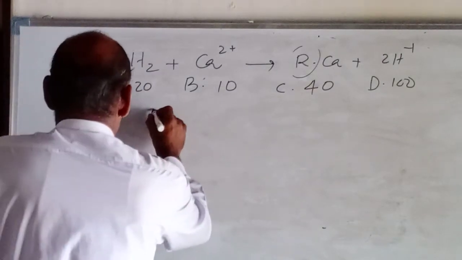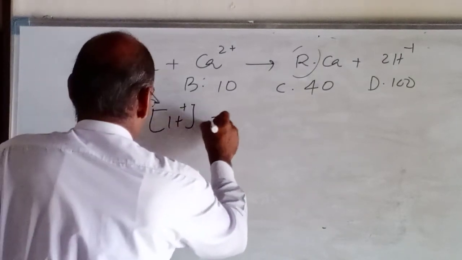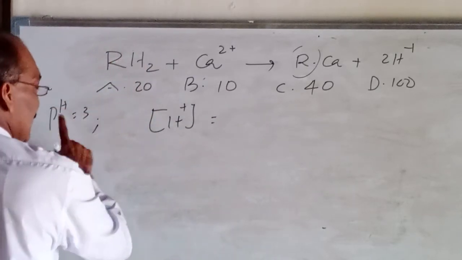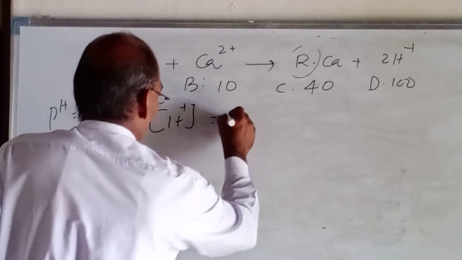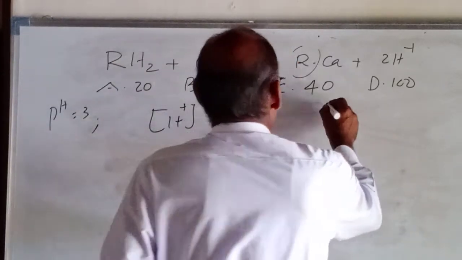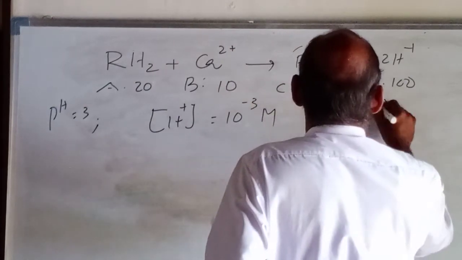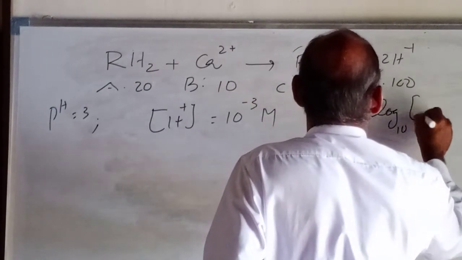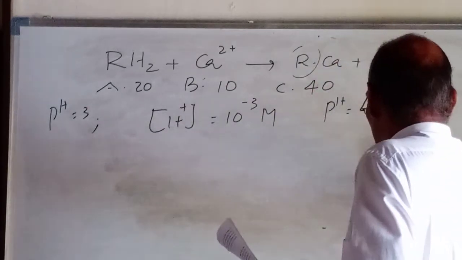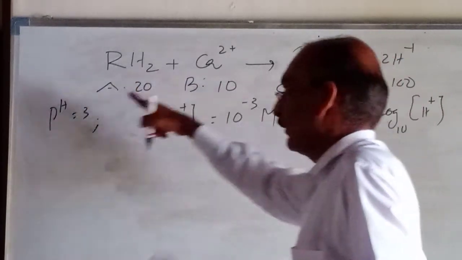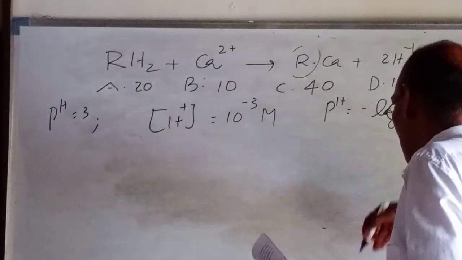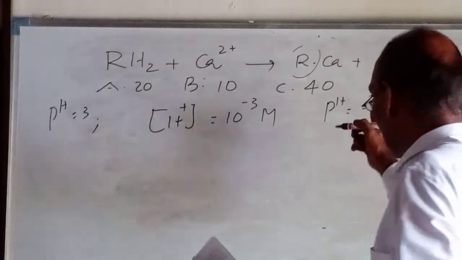Given that pH is equal to 3. If pH is equal to 3, H plus is equal to 10 raised to minus 3. You know, pH is the negative logarithm to the base 10 of H plus ions. So when we put 10 raised to minus 3 here, you will get the value 3, since it is a logarithm to base 10.